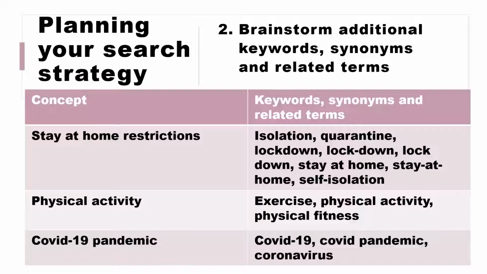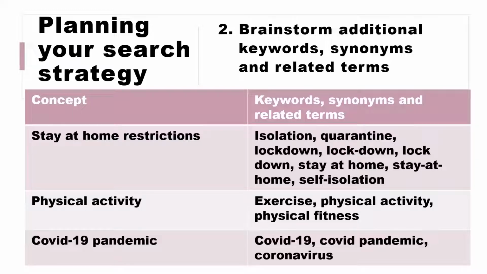I've got this table, and you can do this however you like, but I keep a table as a work in progress, and just keep adding to it as I go along. On the left-hand side, I've got the concepts, my 3 concepts. And on the right-hand column, I've got other words that describe them, which I've just brainstormed. So for stay-at-home restrictions, I've got isolation, quarantine, lockdown, spelt 3 different ways, with dashes and spaces, stay at home, self-isolation, and you might be able to think of many more for those concepts.